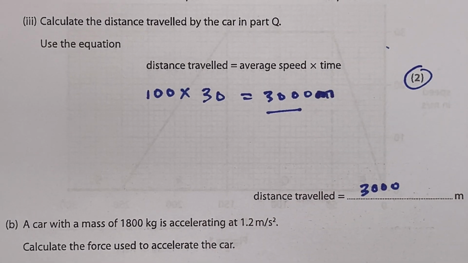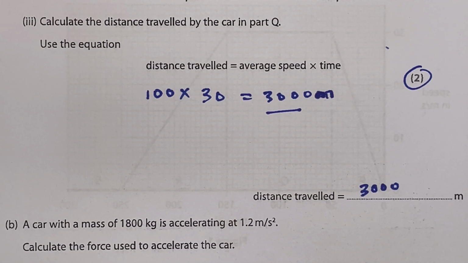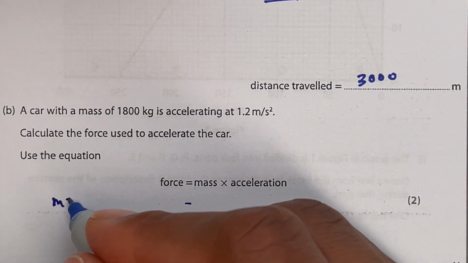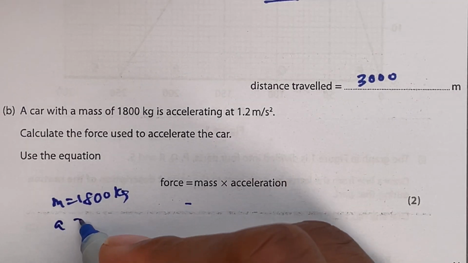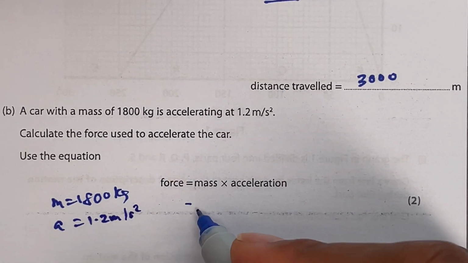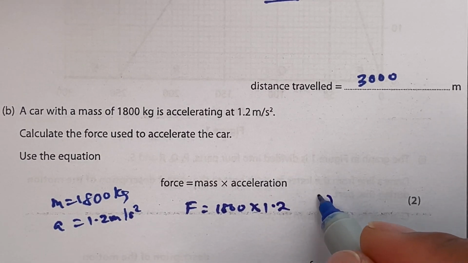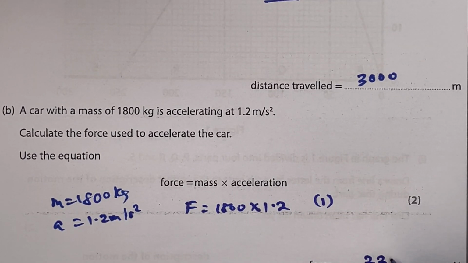A car with a mass of 1,800 kg is accelerating at 1.2 meters per second squared. Calculate the force used to accelerate the car. Force is mass times acceleration. So my mass is 1800 kg, and acceleration is 1.2 meters per second squared. So force is 1800 times 1.2. My answer will be 2200 if I round that up, and that gets me 1 mark.